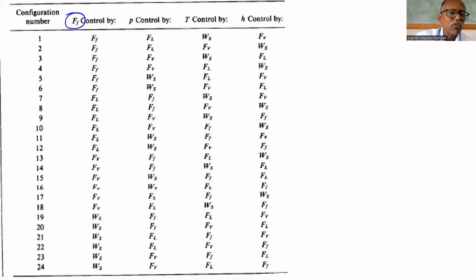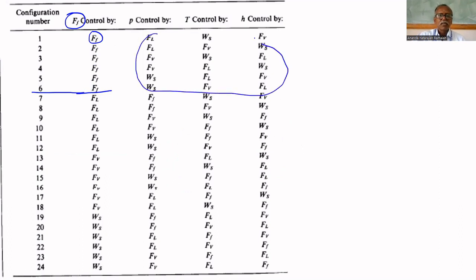So to control feed flow rate, we can use feed flow rate. If you keep that feed flow rate constant, there are 6 ways: the remaining 3, if you put the permutation and combination, you will get 6. Pressure can be controlled by liquid flow rate or vapor flow rate or steam flow rate. Similarly, temperature can be controlled by steam flow rate or vapor flow rate or liquid flow rate. Like that, if you modify these 3 combinations, you will get 6 such combinations.